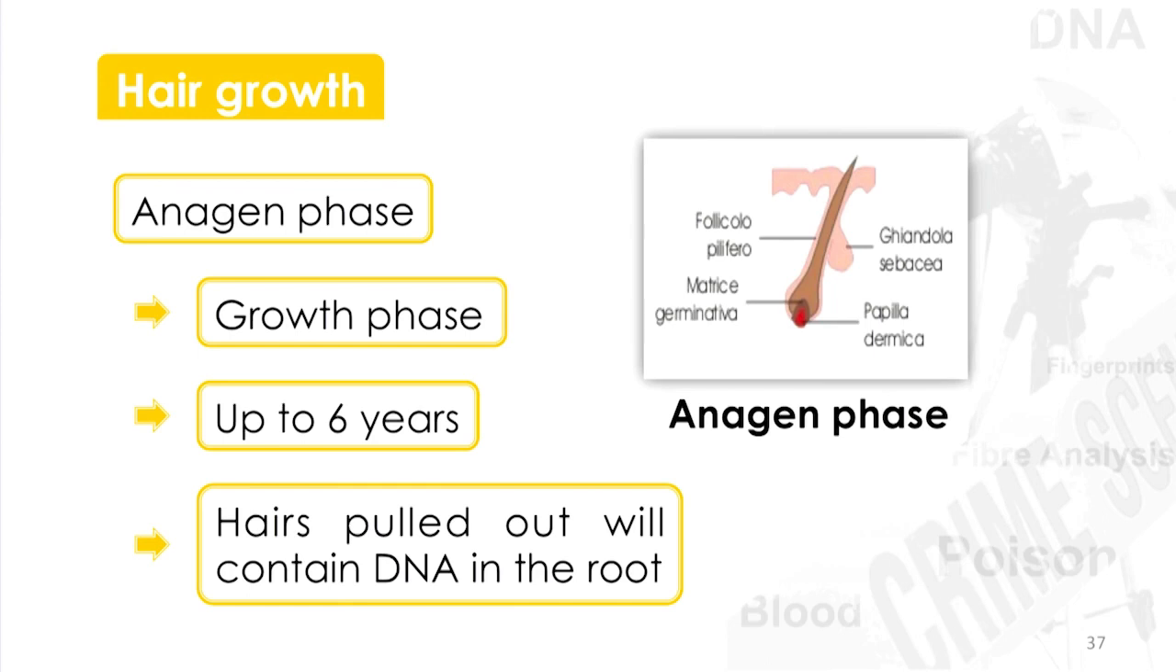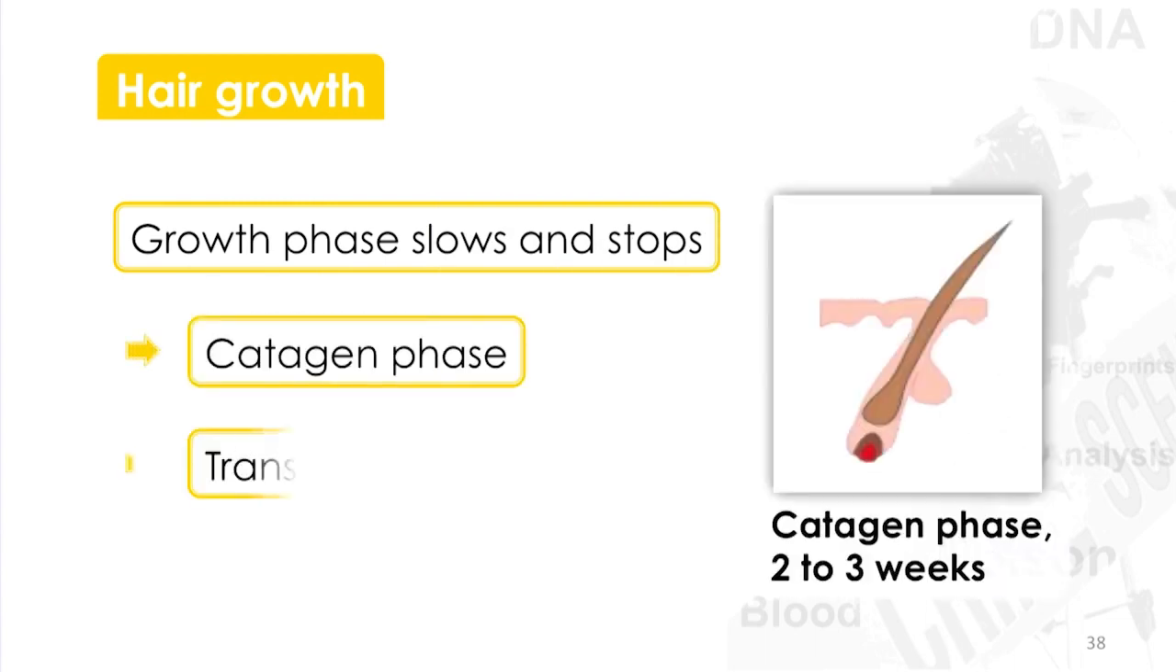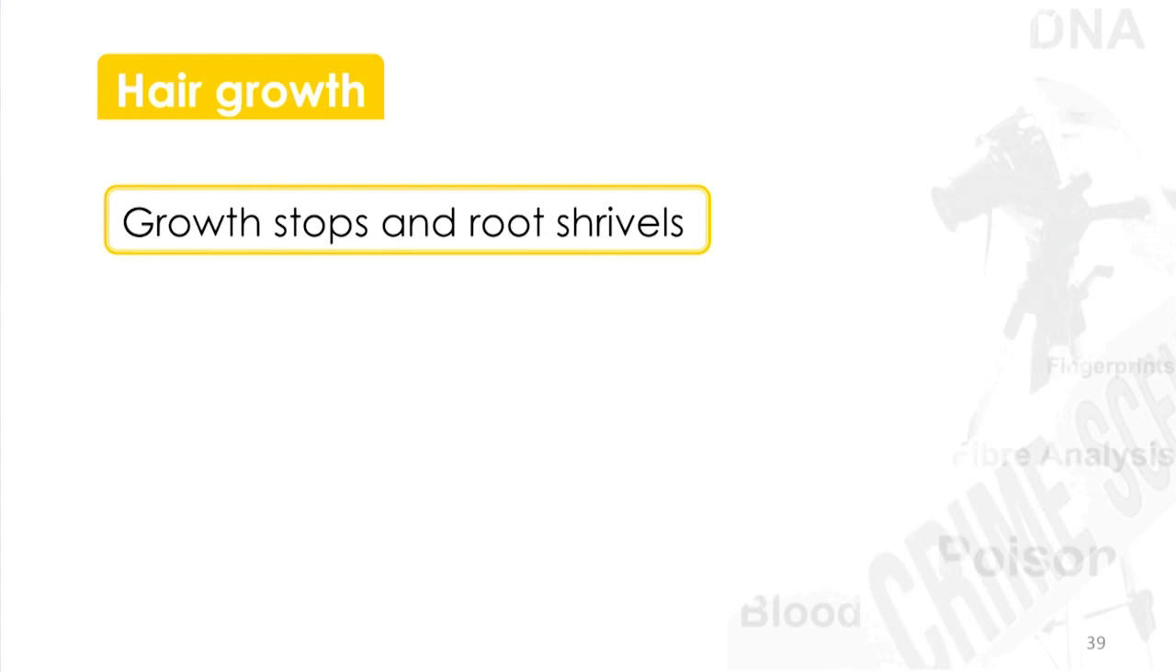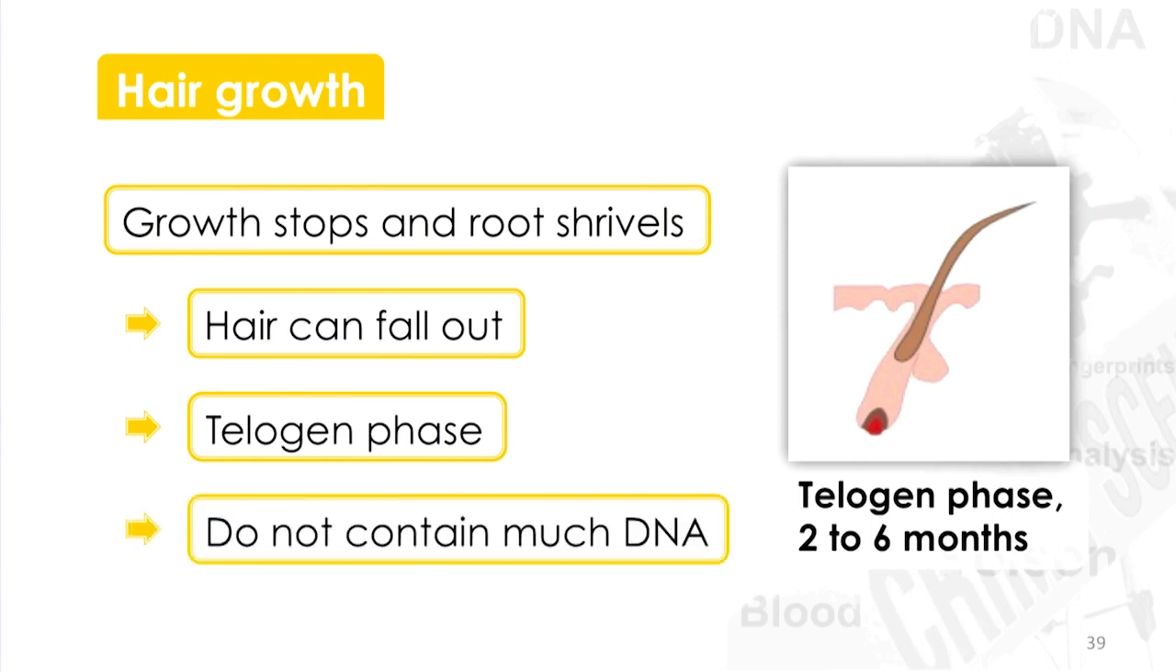Well, after a few years, the hair stops growing, the growth slows and then stops. This is the catagen phase. It's a transitional phase after the anagen phase. Then, when the growth has stopped and the root shrivels up, the hair can fall out. This is called the telogen phase. So hairs that naturally fall out in the telogen phase, and these of course are the hairs that collect in the drain of your bathtub, are much less useful for forensic purposes because they don't contain very much DNA at all.